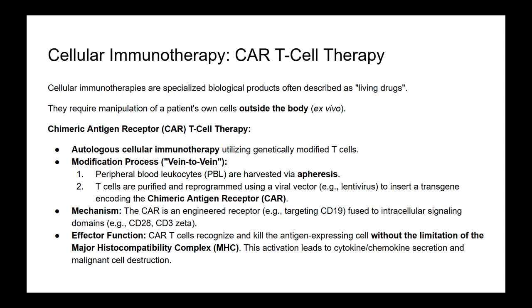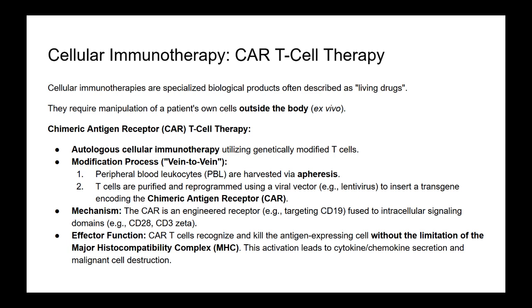One notable example is chimeric antigen receptor T-cell therapy, which is a type of autologous cellular immunotherapy that utilizes T cells genetically modified outside the body. The modification process, known as the vein-to-vein approach, begins with harvesting peripheral blood leukocytes from the patient through a technique called apheresis. The T cells are then purified from these blood cells and are genetically reprogrammed or transduced. This process often involves the use of viral vectors, such as lentiviruses or retroviruses, which insert a gene encoding a chimeric antigen receptor into the T cells.